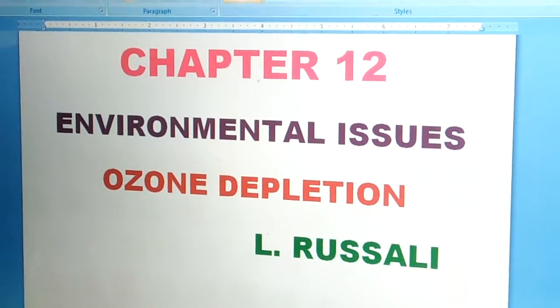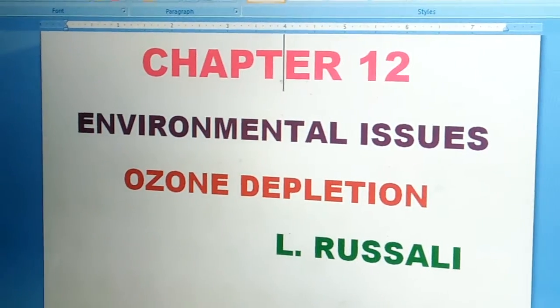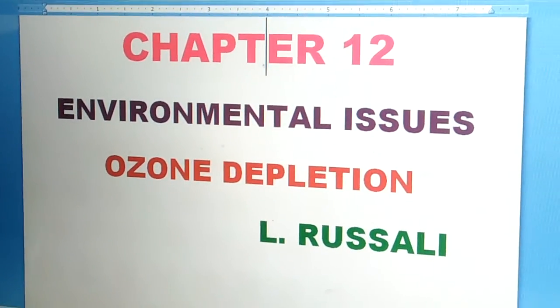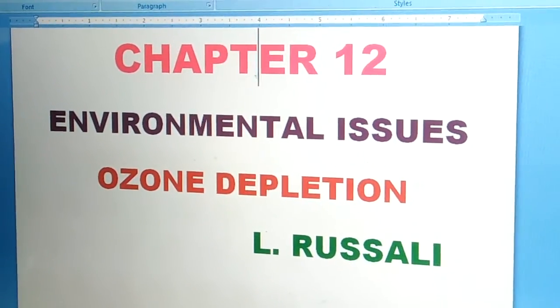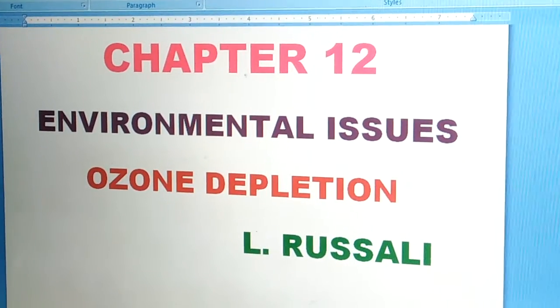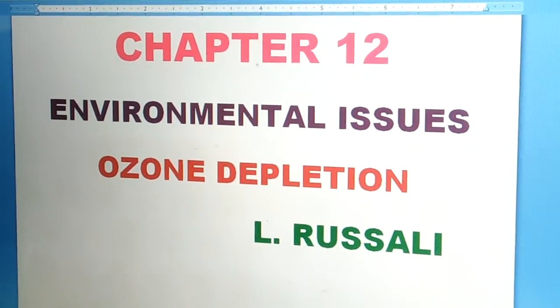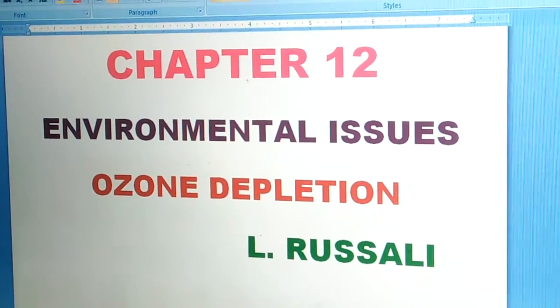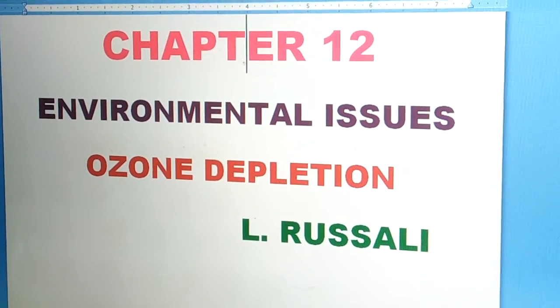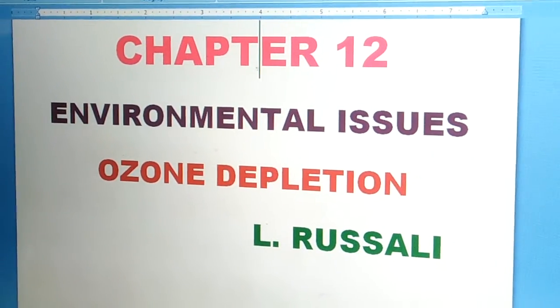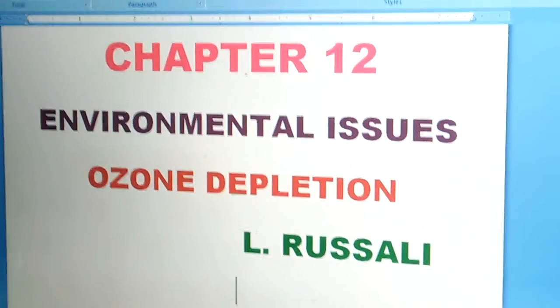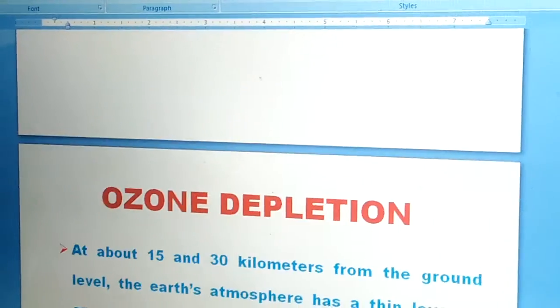Good morning, students. Now we can see 12th standard Bio-Zoology, chapter 12, environmental issues. Already we have seen in the previous classes about air pollution, water pollution, and water treatment. Now we can see ozone depletion and its effects. What is ozone depletion?